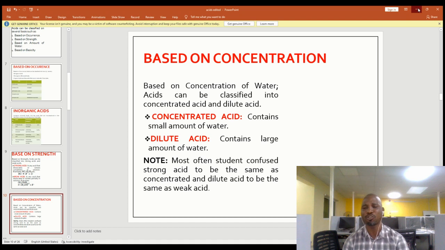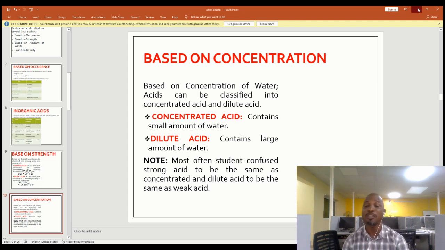Most times students confuse concentrated acid to be the same as strong acid and weak acid to be the same as dilute acid. No, it's not the same. When you talk about concentrated acid, or based on concentration, you are talking about the amount of water in the acid. If the acid contains a small amount of water, it's said to be concentrated. And if the acid contains a large amount of water, it's said to be dilute.